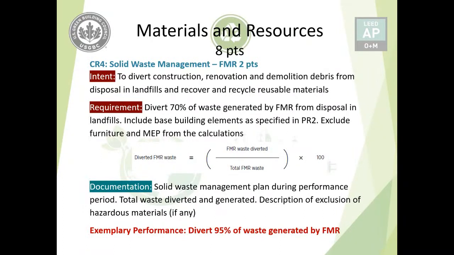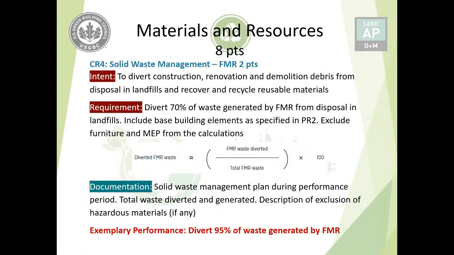So if we have a certain percentage that is to be shown, it means that we should know the total waste generated, and we should show how much waste is diverted from the landfill. So waste diverted by total waste times 100, as per the formula, will give us the diverted waste, and it should be 70%. Furniture and MEP are to be excluded. The documentation would be solid waste management plan during performance period.